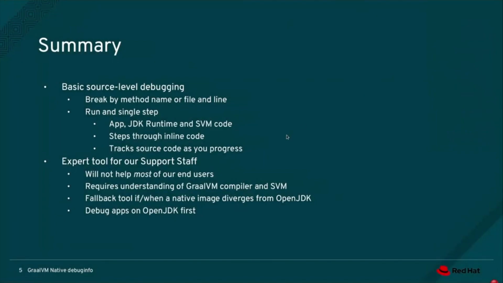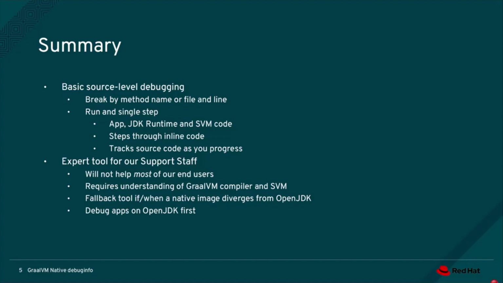Summarizing here, we've got basic source level debugging, we've got file and line breakpoints or method name breakpoints. We can run and then single step through application code, through JDK runtime code, through the virtual machine code for the substrate virtual machine that replaces the JVM. We can also step through inline code so we can see what's going on when code that we aren't expecting has been injected in, and we can track our way through all the execution of the source code as we do that and see the actual code in real time.